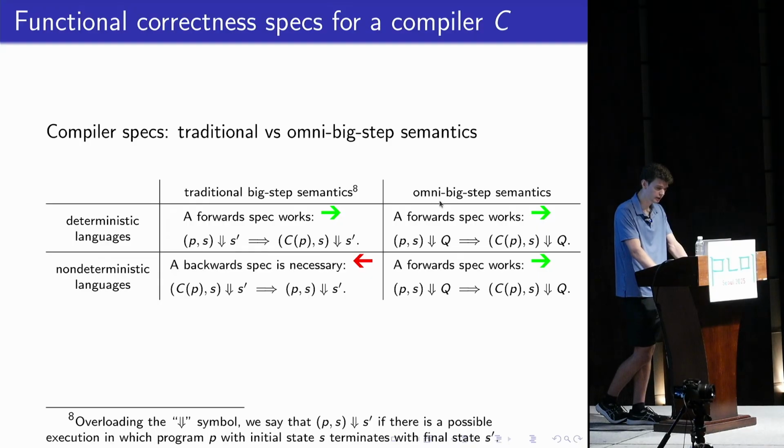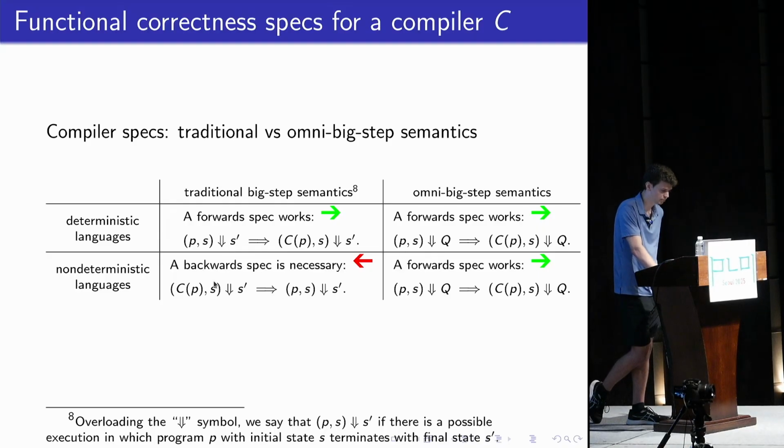And with omnisemantics, the corresponding specification you write is that if the source program runs to a postcondition, then the target program should run to a related postcondition. So clearly this is just saying that the compiler preserves specifications, so the compiler is functionally correct.